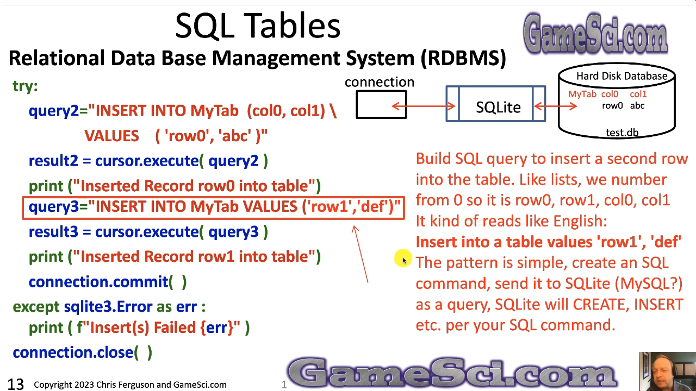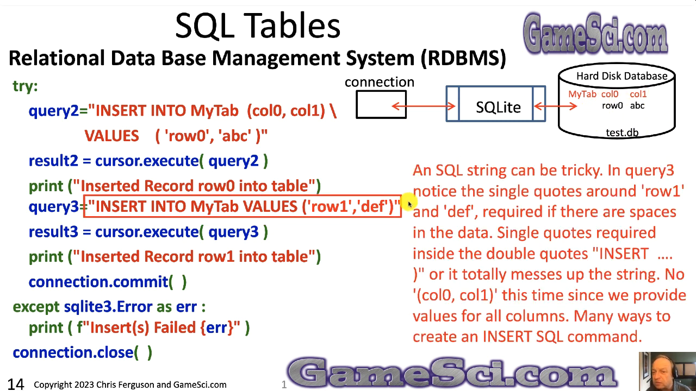The pattern is simple. Create an SQL command, send it to SQLite or MySQL as a query. SQLite will create, insert, etc., per your SQL command. I build a command and then through this connection send it to the database and it executes the command on my database.